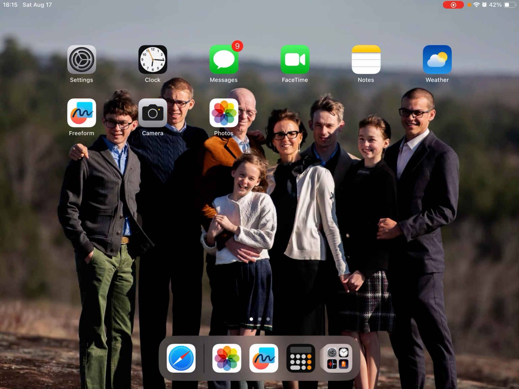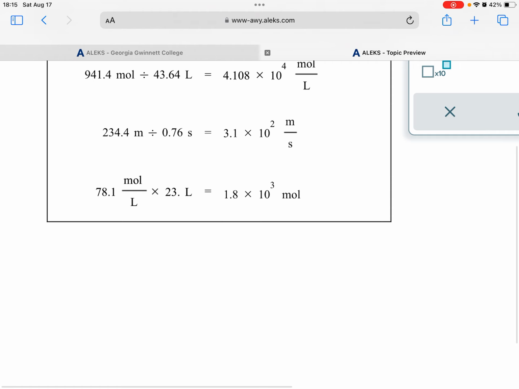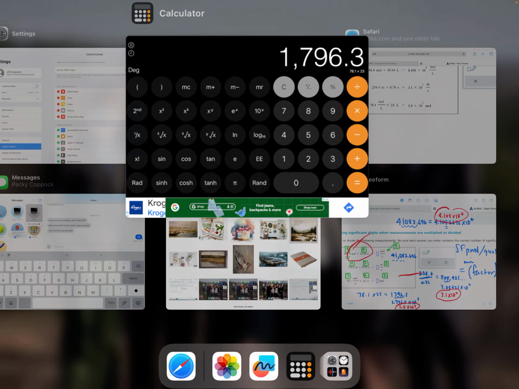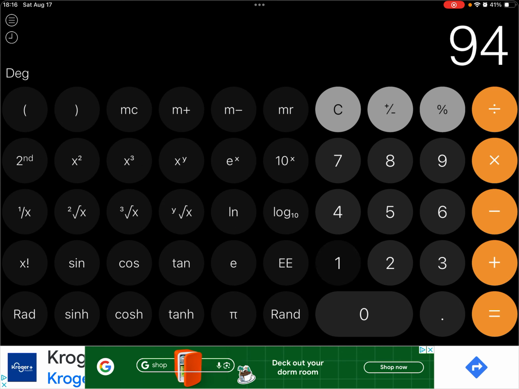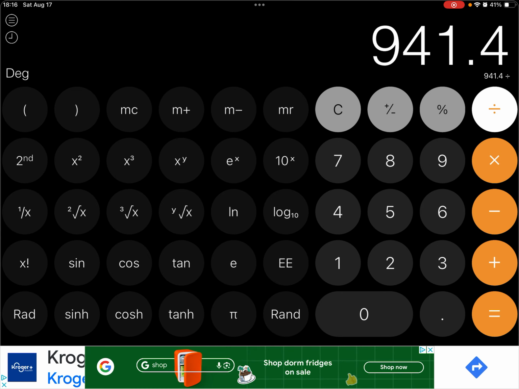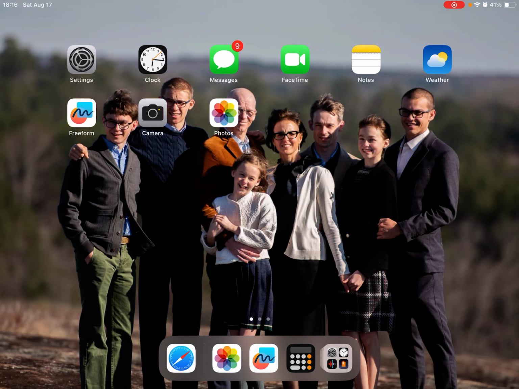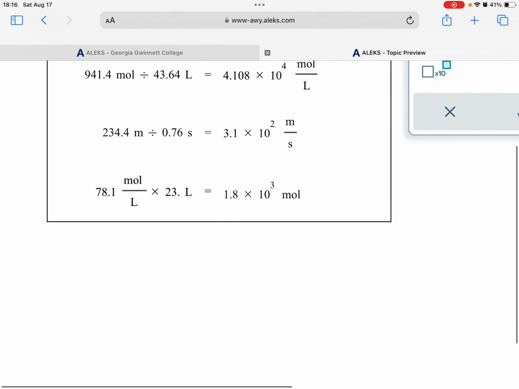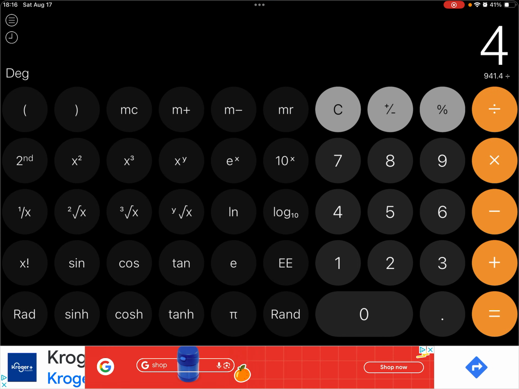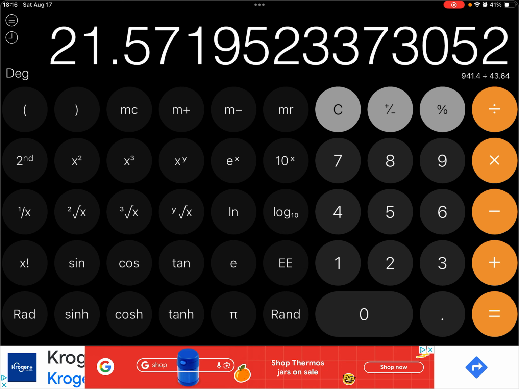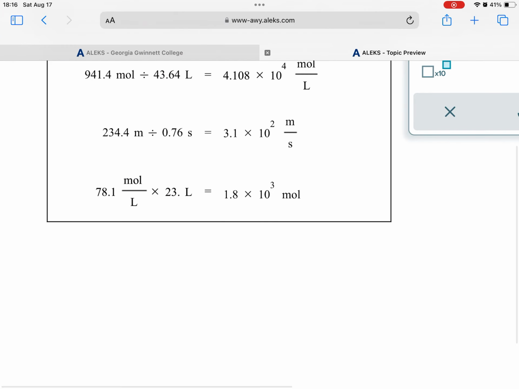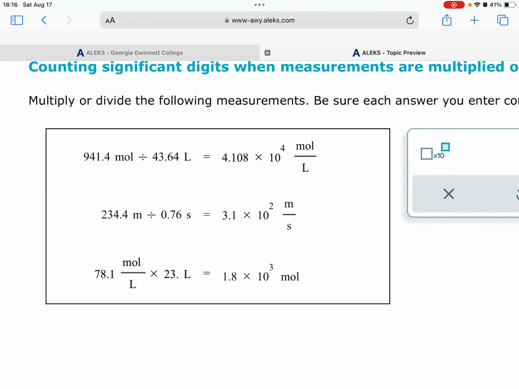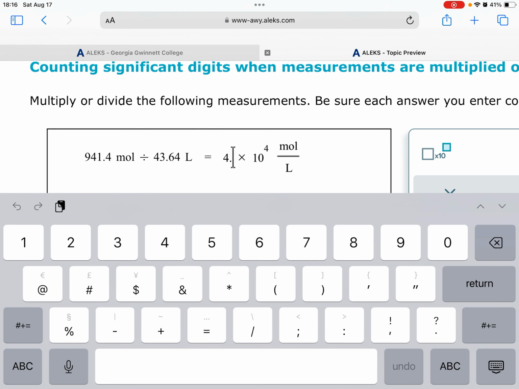Clear. 941.4 divided by, this time, I made that mistake last time, divided by 43.64. Equals 21. That's more like it. 21.5719. But can only have 4 sig figs.